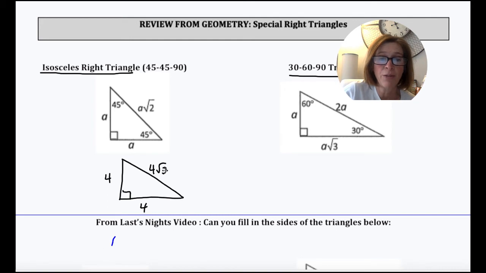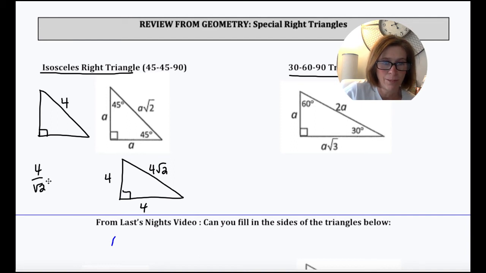Now you have to be careful if it's a whole number. So if I gave you, I don't know, 4 as the hypotenuse, to get back to the legs, you would divide by root 2, and then you'd rationalize, and you get 4 root 2 over 2, which is 2 root 2.